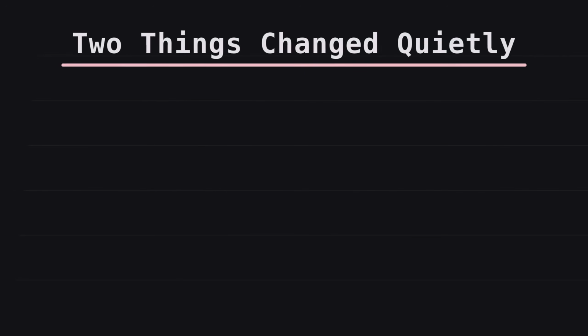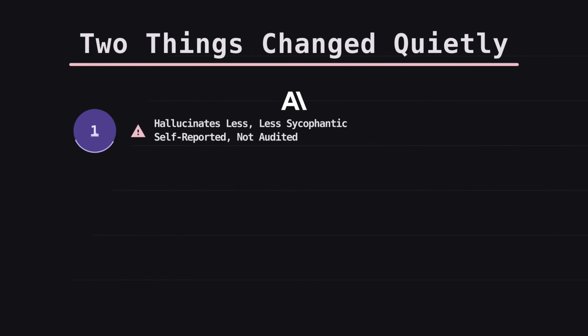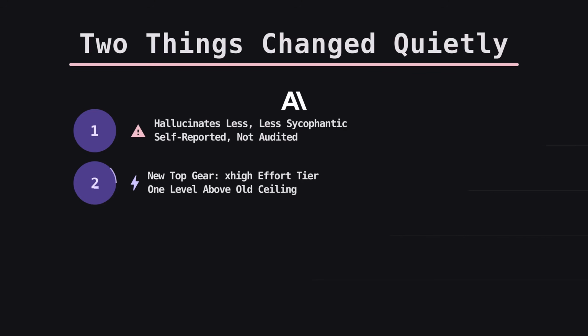Two things changed that don't show up in a changelog dip. First, Anthropic reports Sonnet 5 hallucinates less and is less sycophantic than 4.6. And it's better at refusing malicious requests and pushing back on prompt injection. That's Anthropic's own number, not an independent audit, so treat it as a claim worth testing on your own evals, not gospel. Second, there's a new top gear on the effort dial, the setting that controls how hard the model thinks and how many tokens it burns doing it.